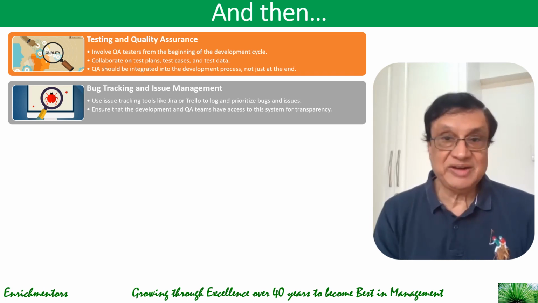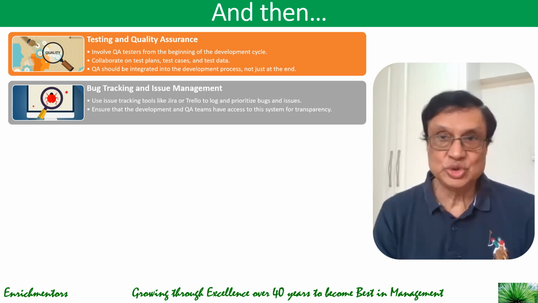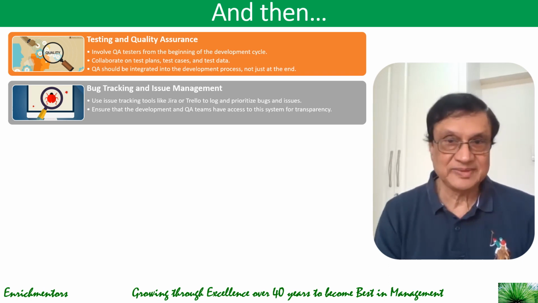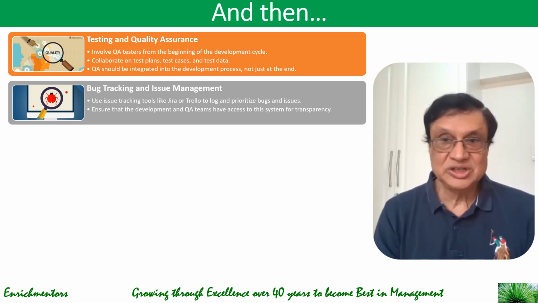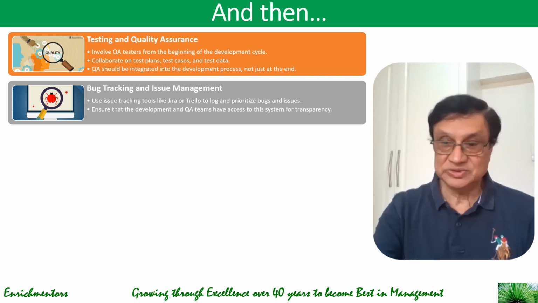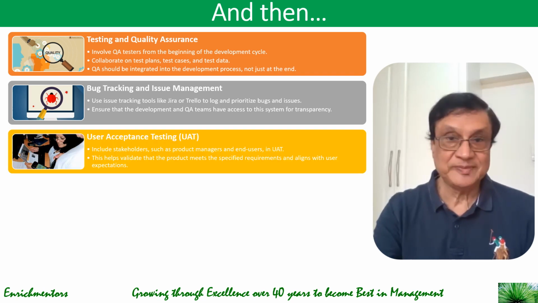Use ticket tracking tools like Jira or Trello to log and prioritize bugs and any other issues that you face in the development process. Ensure that the QA and development teams have access to this system for the purpose of transparency. Everyone should know that.